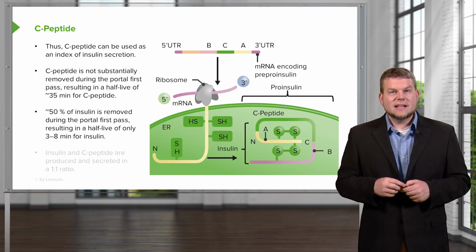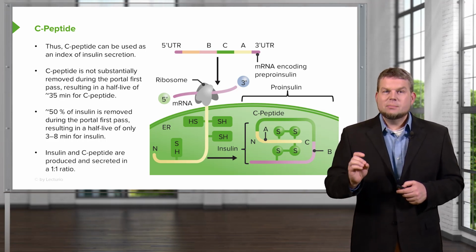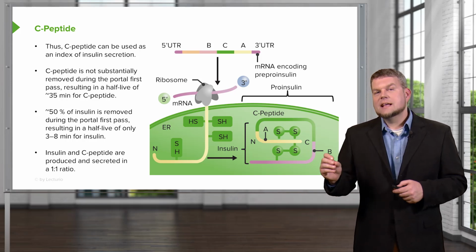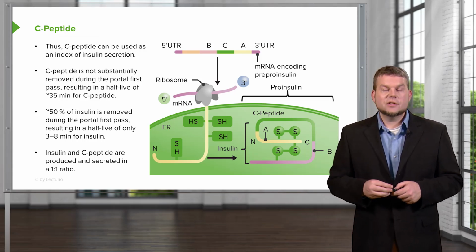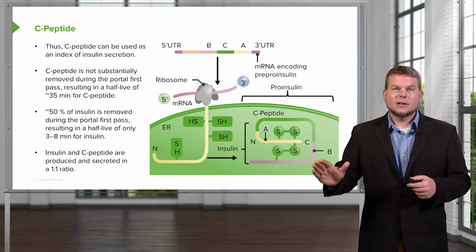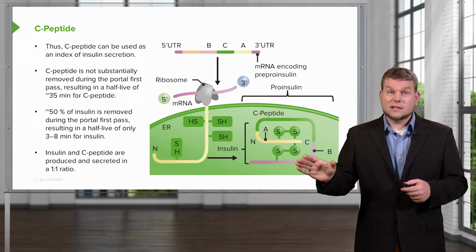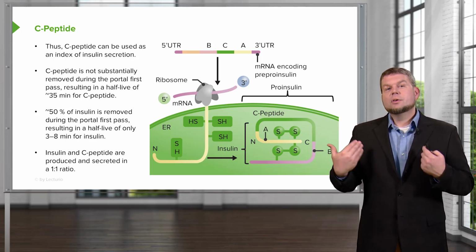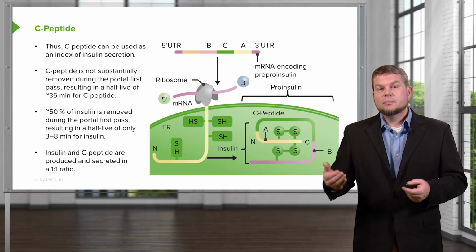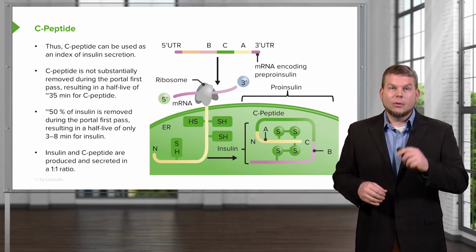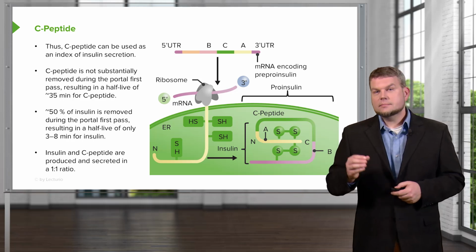How it's useful is that you can use C-peptide, if you measure it in the blood, as an index for how much insulin is being secreted, because insulin's not going to be around long enough to really measure its concentrations. But if you measure C-peptide, you know it's produced in a 1-to-1 ratio. Therefore, if C-peptide goes up, insulin had to go up, and vice versa.